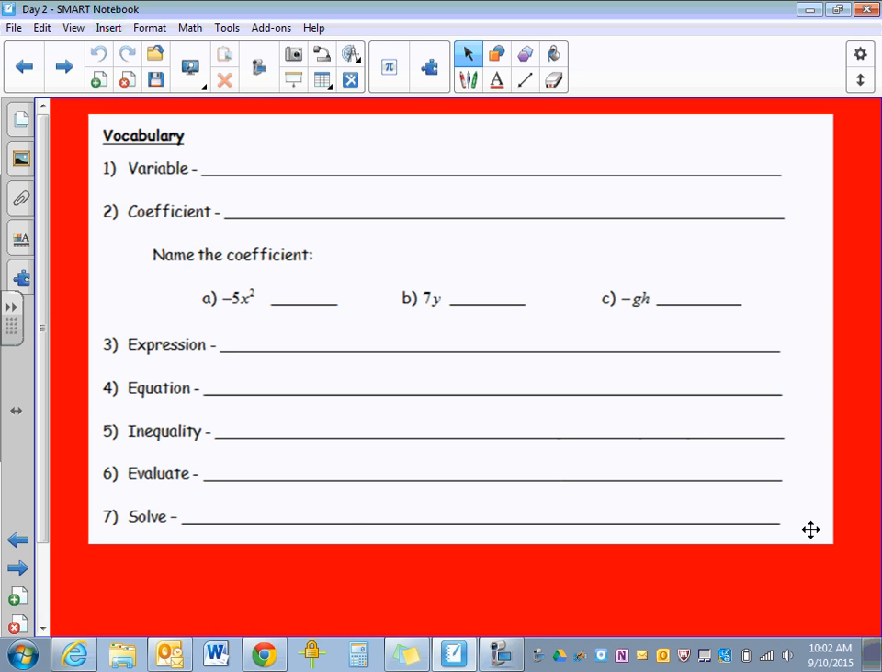All right, so starting off with some vocabulary. First off, we have variable. And like we talked about last class, a variable is a letter that represents an unknown value. So when we're not sure what the value is, or we're trying to solve for a value, we use a letter to represent that, meaning that we don't know the value yet. So a variable is a letter used to represent a number.